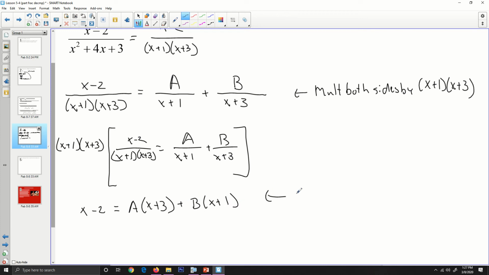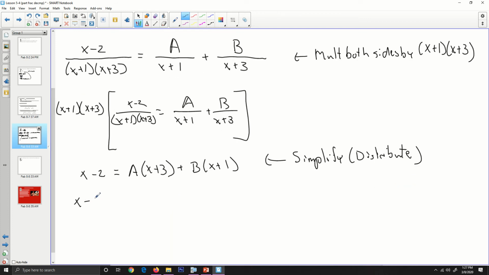So now I'm going to simplify this a little bit, and specifically, I'm going to distribute. That'll give me x minus 2 equal to ax plus 3a plus b times x plus 1. Oops, plus b, because b times x is bx and b times 1 is b.